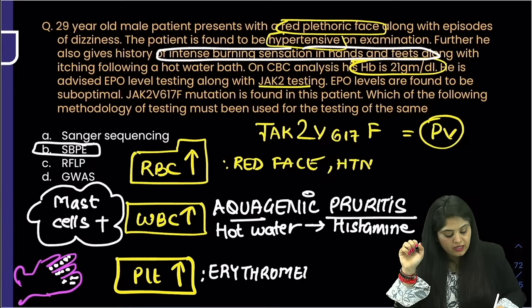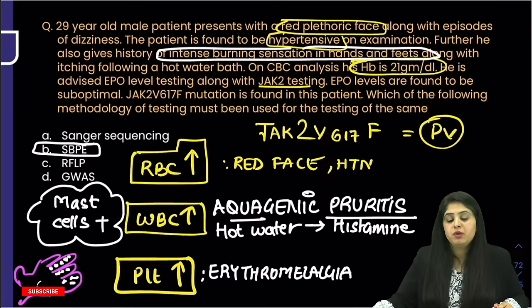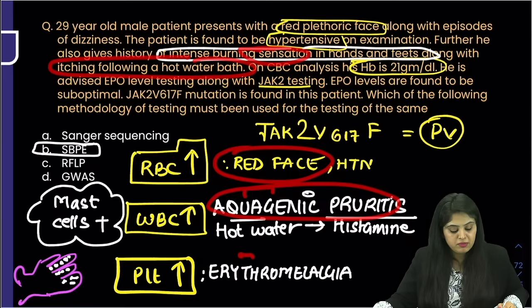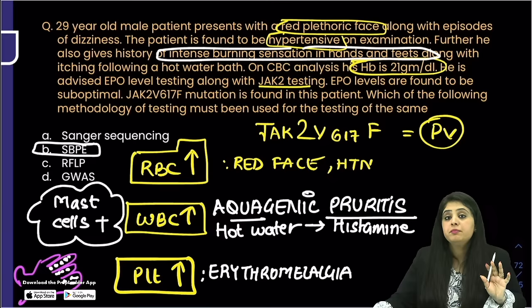So basically, when they want to give you a patient of polycythemia vera, a red face with hot water bath, aquagenic pruritus with burning sensation means erythromelalgia, polycythemia vera. And having said that, JAK2V617F is the mutation. Now, how do I detect it? SBPE.